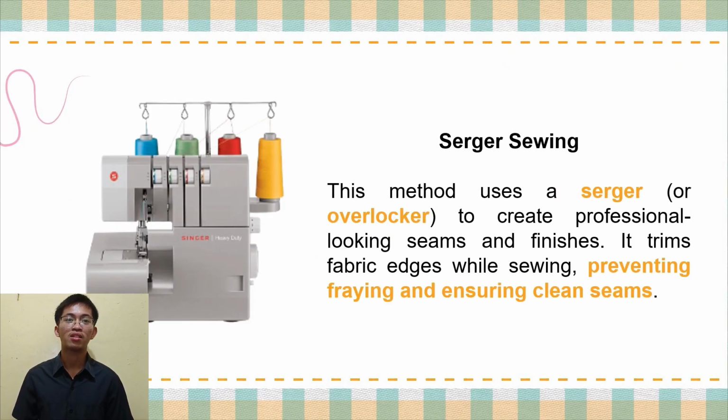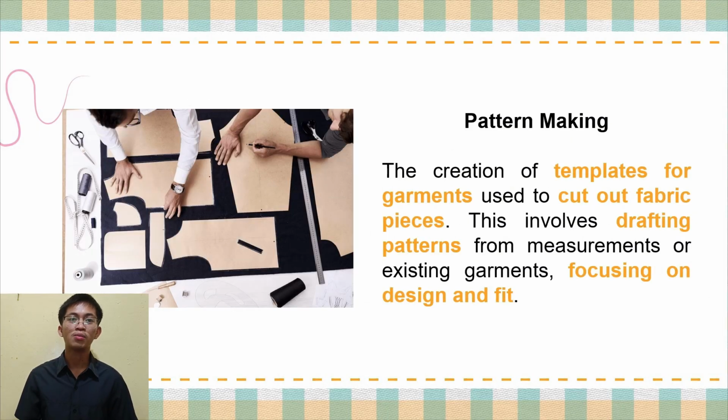The next one is serger sewing. Serger sewing uses a special machine to create professional edges by trimming and sewing at the same time, which prevents fraying. And now let's move on to pattern making. Pattern making is where we create templates to cut fabric pieces for a garment based on the design and measurements.